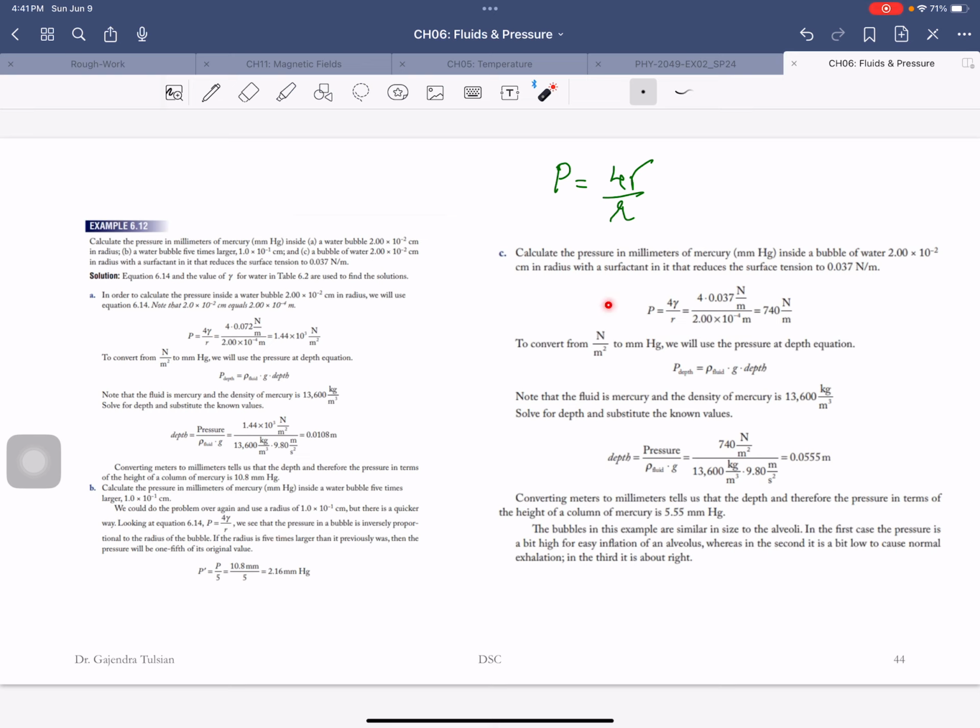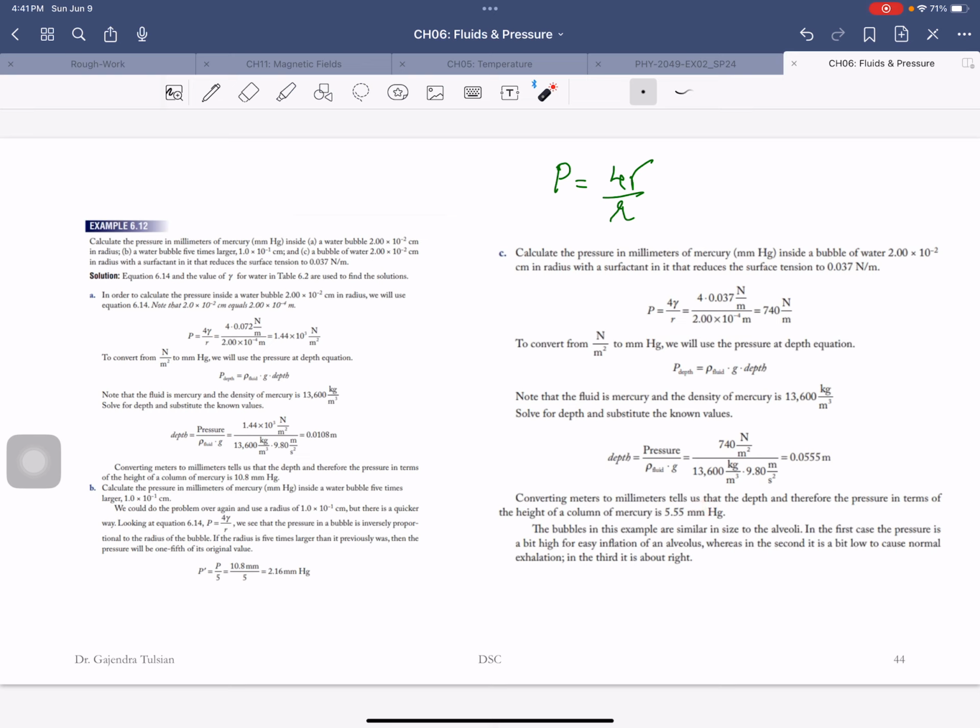And in this part, again, your radius is the same, except you're decreasing the surface tension by a factor of half. And so here's the surface tension, and so you work it out, and that works out to 5.5 millimeters of mercury. So the excess pressure is 5.5. Okay, and this is just right.